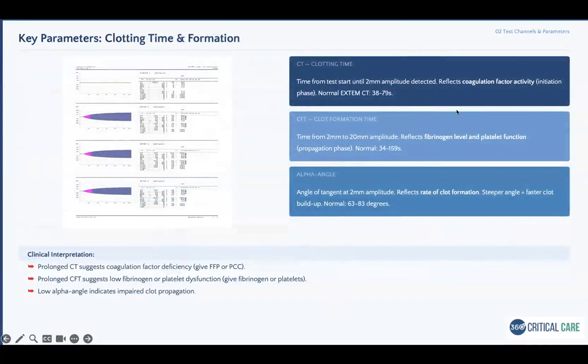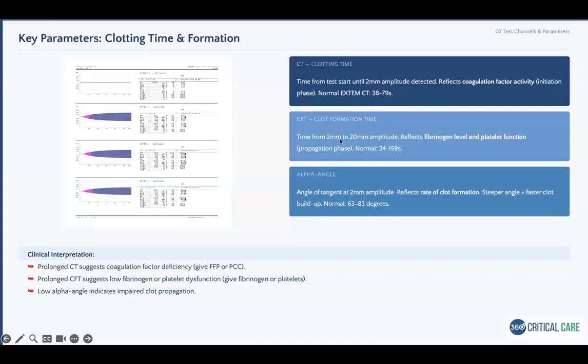Now clotting time. So the clotting time is this bit where it starts to generate the clot. Okay. Time from the start of the test until 2 millimeter amplitude is detected reflects coagulation factor activity, the initiation phase. We talked about the initiation phase. That's what it looks for. Okay. And usual clotting time in the EXTEM is 38 to 80 seconds.